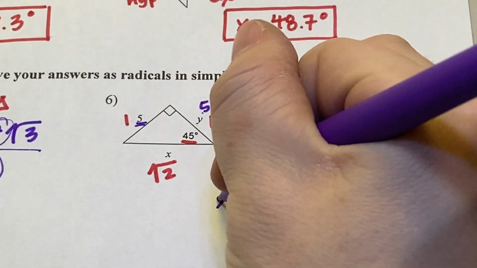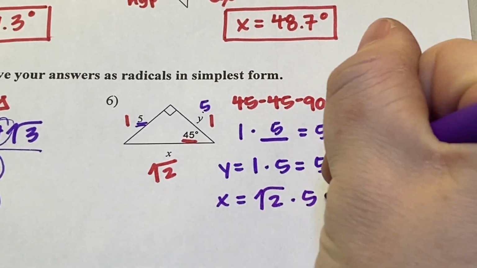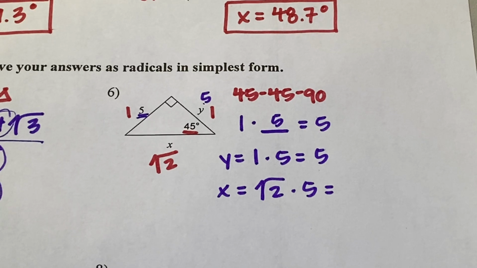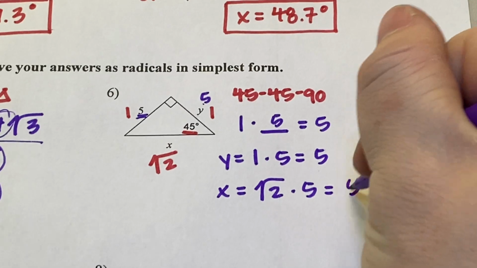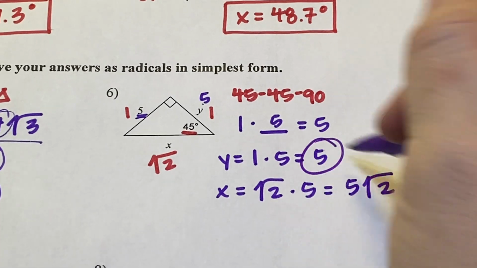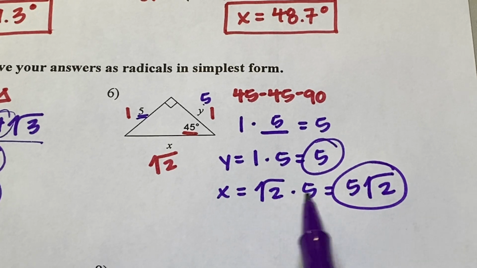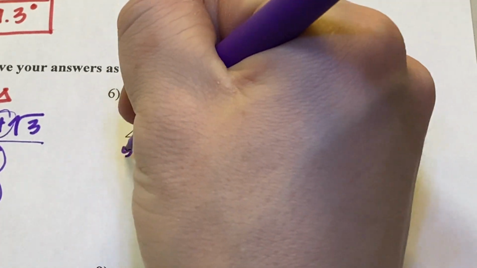Now my other missing side, x, started out as root 2. We have to multiply it by 5. What's that going to be? 10? Not quite. It's not 5 times 2, it's 5 times root 2. So how would we write that? We write it 5 root 2. Donovan, you cannot multiply the two numbers because they're not like terms. So you just put the 5 right in front of the root 2 and you're good to go.